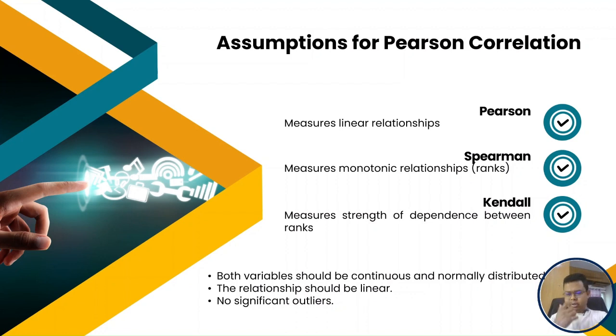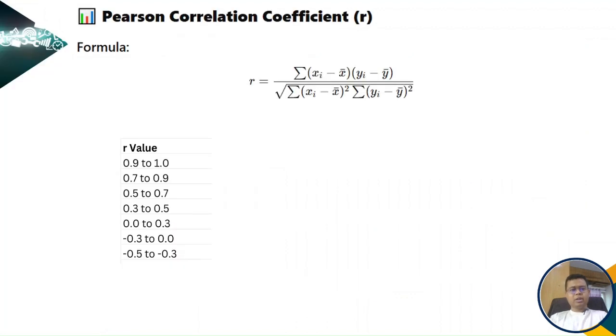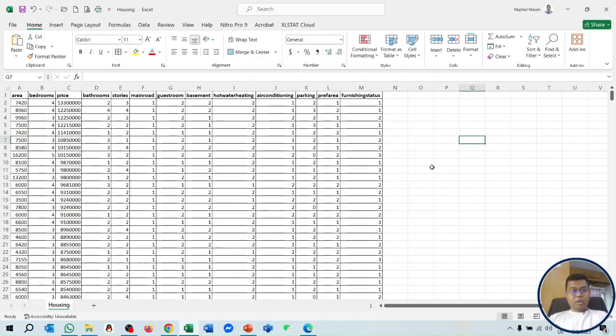Okay, this is the simple introduction or description of the Pearson correlation, or correlation. Now it's time to practice, right? Here you'll find how we can calculate the Pearson correlation. This is the formula. Okay, so here is a data set, right? So how can we calculate the correlation?